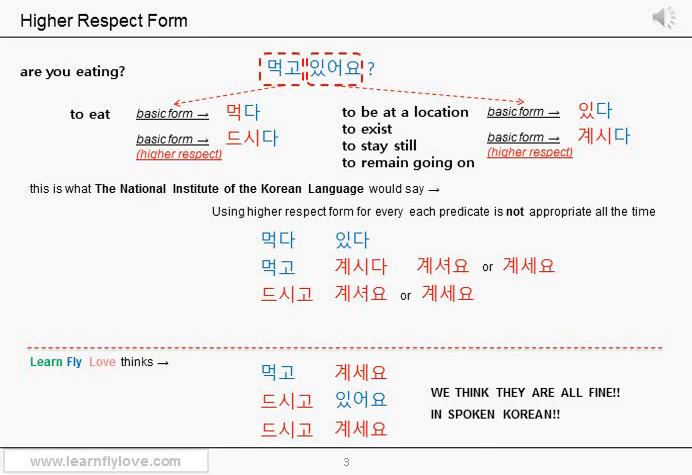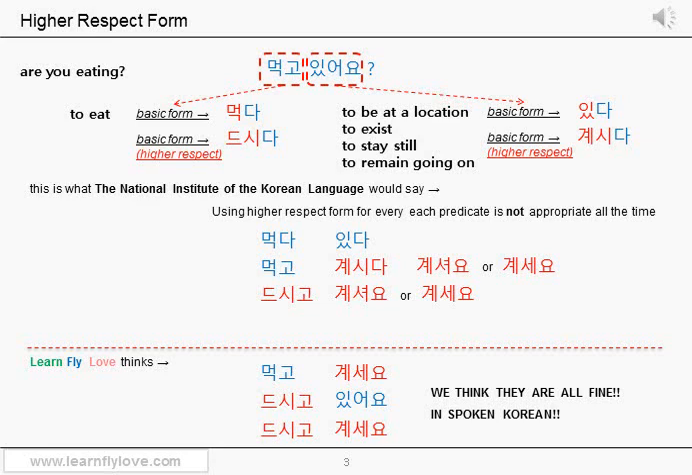Then let's apply this indication. If you turn only the last predicate into higher respect form, 먹고 있어요 becomes 먹고 계시다, 먹고 계셔요 or 먹고 계세요. And if you turn both of the predicates into higher respect forms, it becomes 드시고 계셔요 or 드시고 계세요. Which one to use? Based on what they say, you should use the last one, 드시고 계세요, with the higher respect forms of both of the predicates, because the main verb 먹다 has a special higher respect form, 드시다.